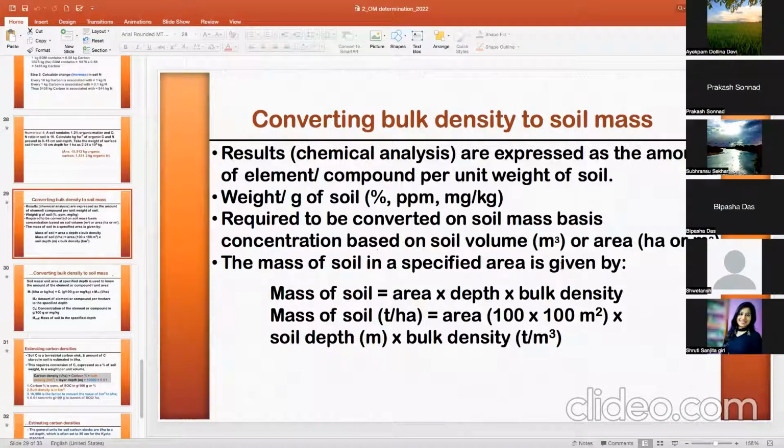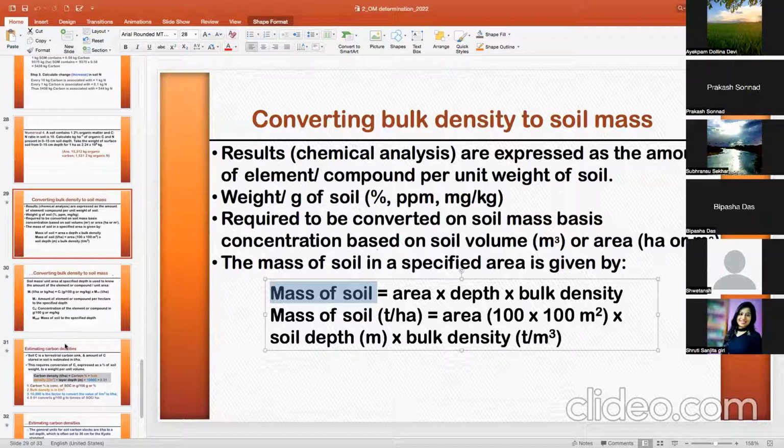The mass of soil in a specified area is given by area into depth into bulk density. So you can work out the mass of the soil. You know the area, suppose 1 hectare. Depth, suppose 15 centimeter. You write the depth in meters, and then bulk density in tons per meter cube. So mass of the soil in ton per hectare is area 100 into 100 into soil depth into bulk density in tons per meter cube.